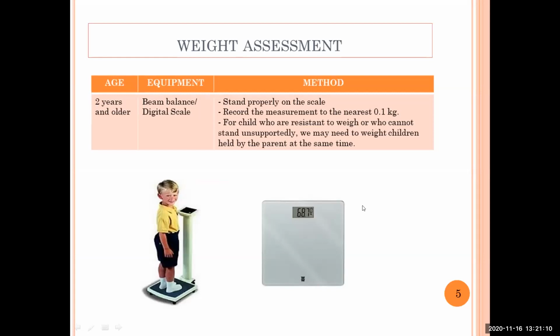By the way, for children who are resistant to being weighed or who cannot stand unsupported, we may need to weigh the child held by the parent. In such a case, we take the weight of the parent or guardian alone first and note this weight, and then we weigh both parent and child at the same time. To get the weight of the child, we subtract the parent's weight from the total weight of both. So we get the weight of the child alone.